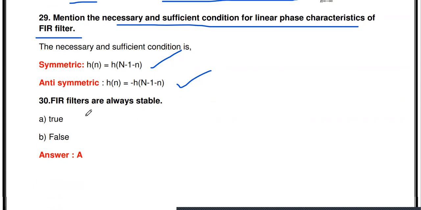Then, FIR filters are always stable. It's true. All FIR filters are stable filters and linear phase filters. So these are some of the questions about the design of FIR filters using the frequency sampling method, and the ideal differentiator and Hilbert transform.